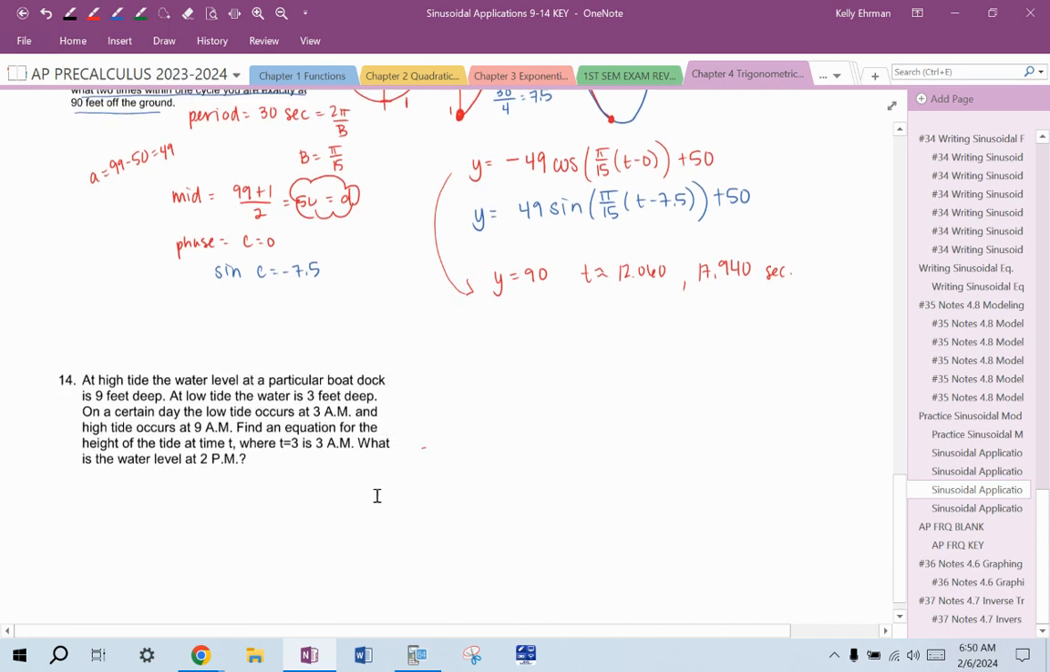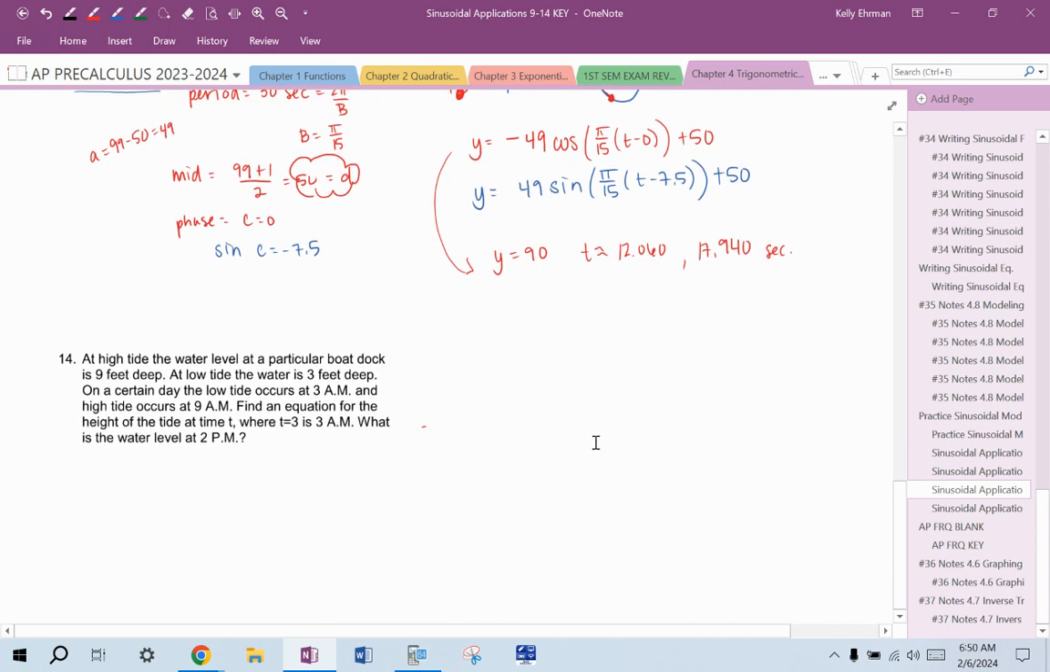Okay, last question. At high tide, the water level at a particular boat dock is 9 feet deep. So there's our max because it's high tide. Low tide is 3 feet. So we can find the midline right now. 9 plus 3 divided by 2 is 6. So there's the midline. There's the D. We can also find the amplitude. 9 minus 6 or 6 minus 3 is 3.